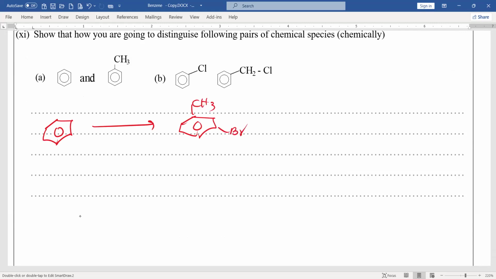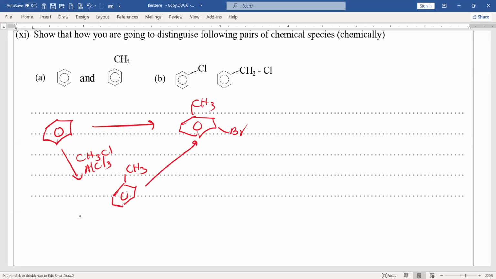Then, if you first add the CH3 group, you can add CH3Cl and AlCl3. Then you will get the CH3 group attached to the benzene ring. And then you can try the next.